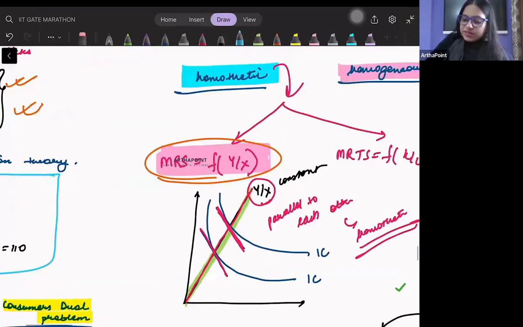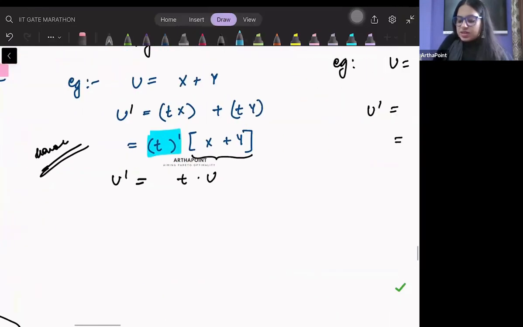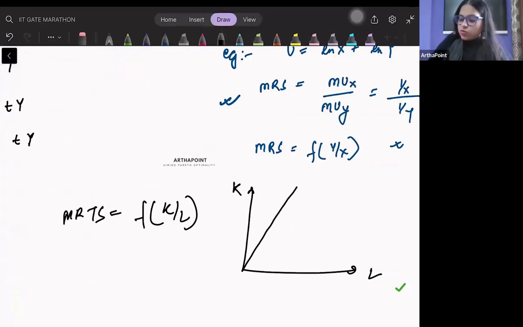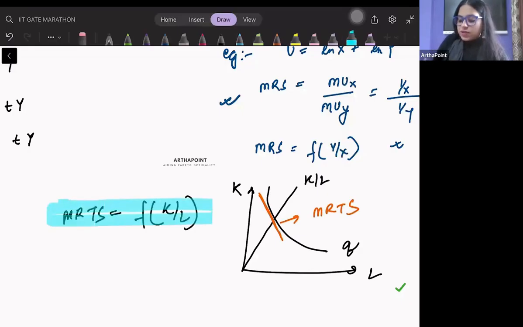So if it is homothetic function, beta, MRTS is a function of K by L. So jo bhi whatever comes on the y-axis, na? So K is coming here, L is coming here. So if I find this ray through the origin, ye ho gaya K by L. This is my isoquant. So you just have to go ahead and find the slope. So ye MRTS ho gaya. So we will say MRTS is a function of K by L.